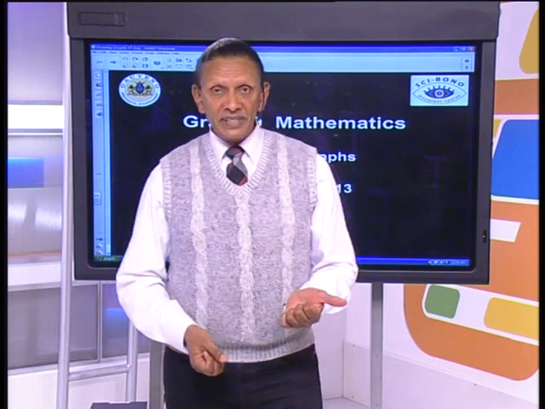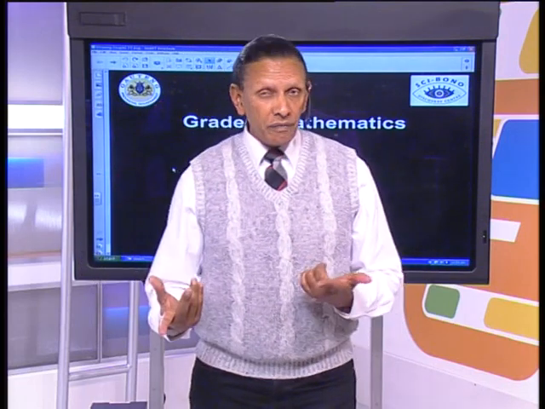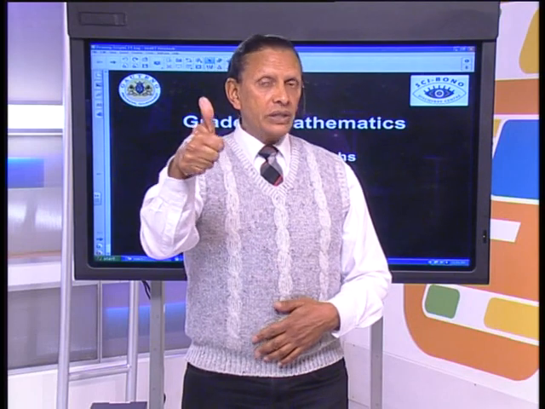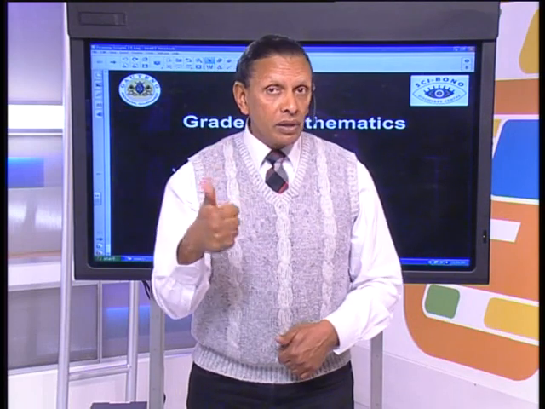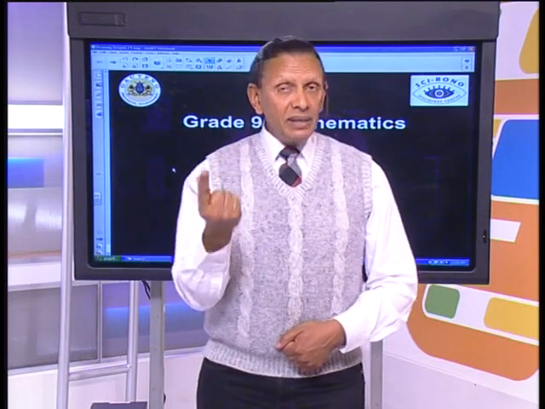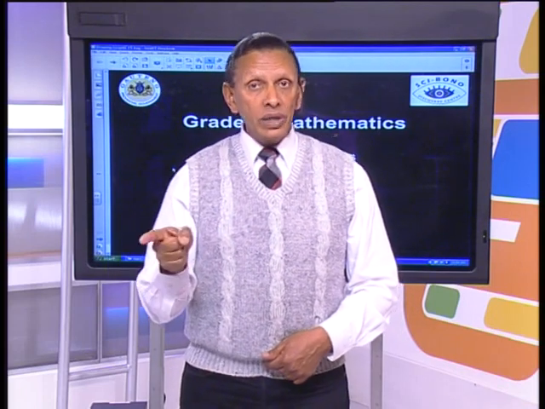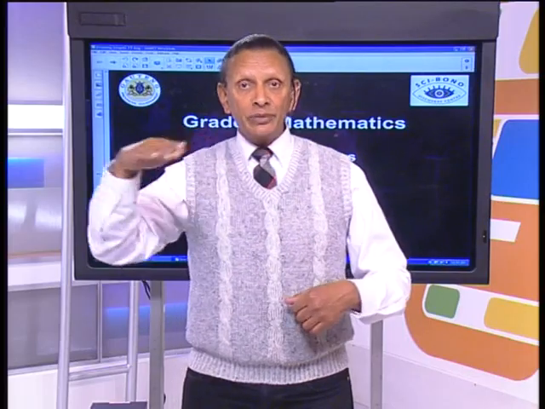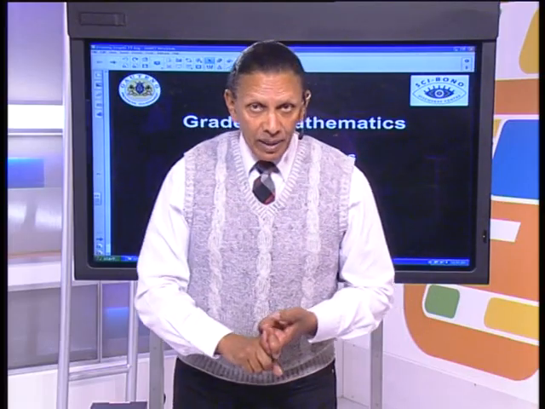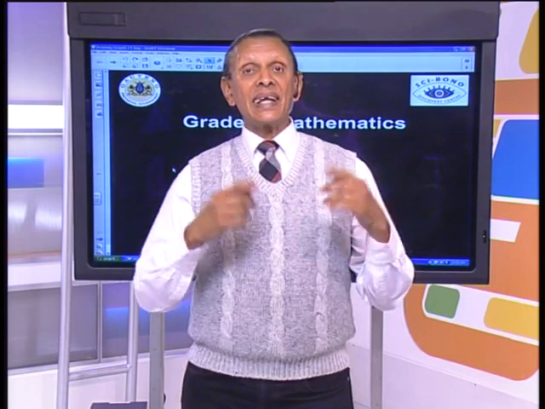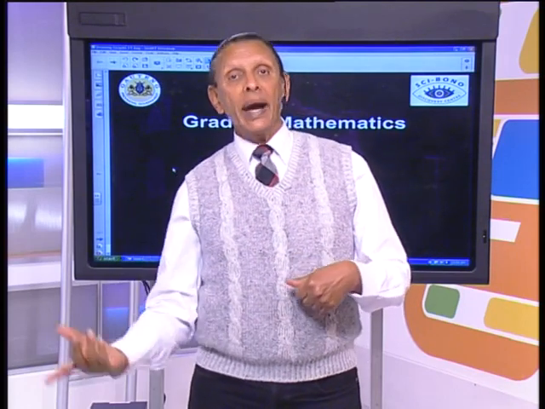Remember our previous lesson, we discussed three methods of how to plot or draw a graph. Do you still remember? Let's see. The first method was to use a table, if you remember. The second method was to use the dual intercept. In other words, we use the x-intercept and the y-intercept. And the third method was to use the gradient and the y-intercept.